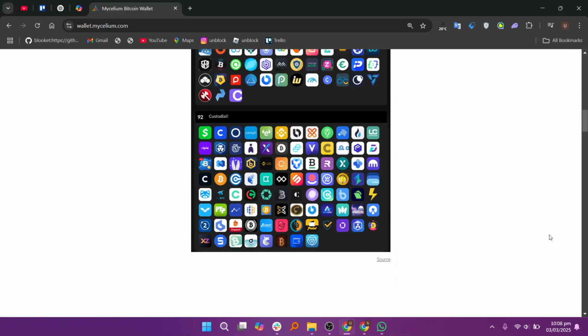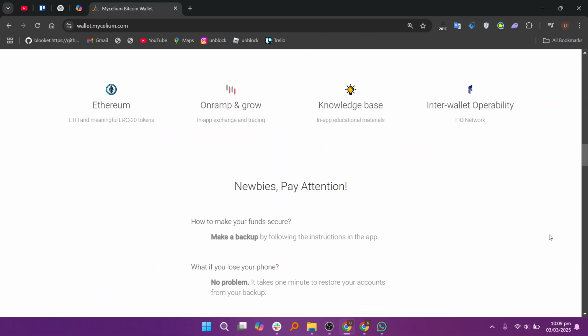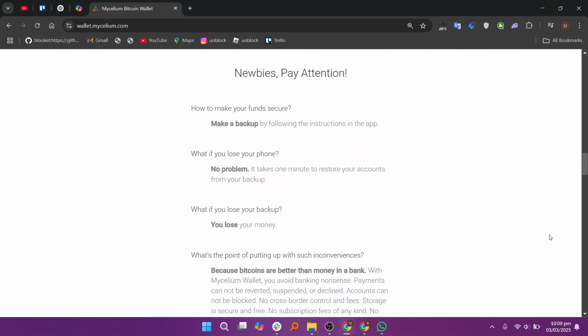With Mycelium wallet, you avoid banking nonsense. Payment cannot be reverted, suspended, or declined. Account cannot be blocked, no cross-border control and fees. Storage is secure and free. No subscription fees of any kind, no payment limits, and no minimum daily or monthly amounts.